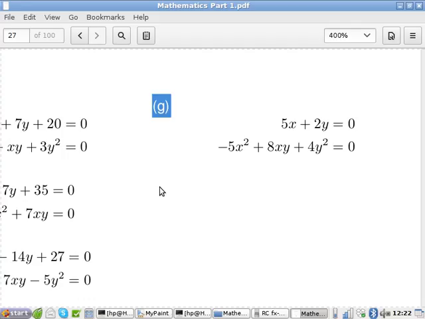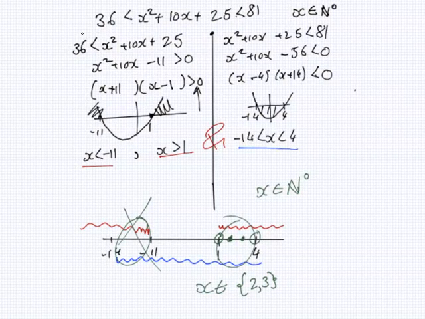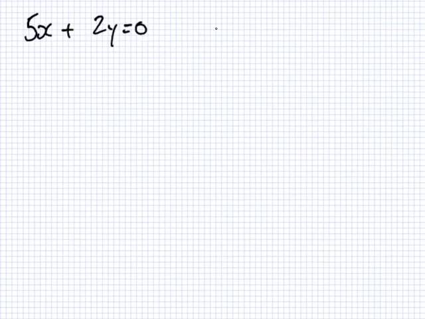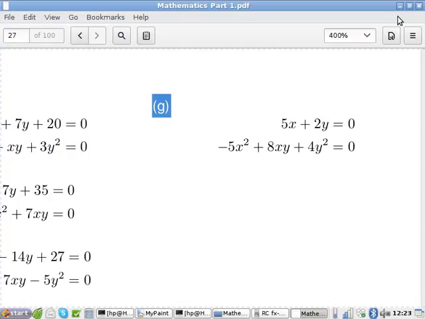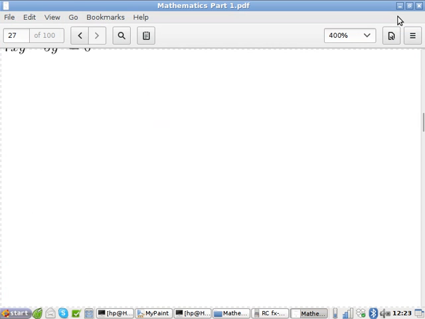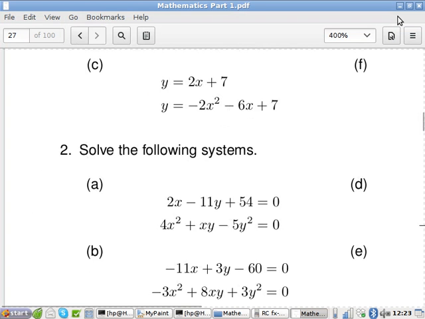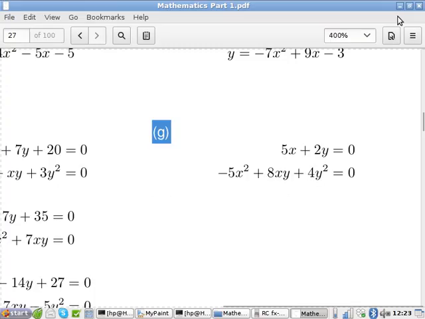Let me just write it down at least. What was the equation? 5x plus 2y equals 0, and the second one? Minus 5x squared plus 8xy g plus 4y squared g equals 0. Is it 4g? Well, I don't know, the last question, isn't it? Like 2g. I have it up on the screen here. 2g. Okay. Let's have a look at this now, or at least we can do it together.